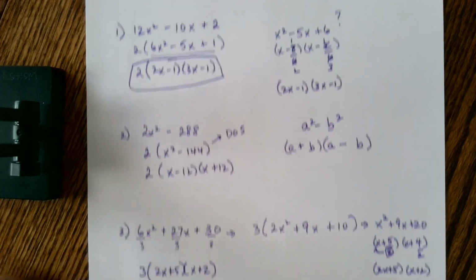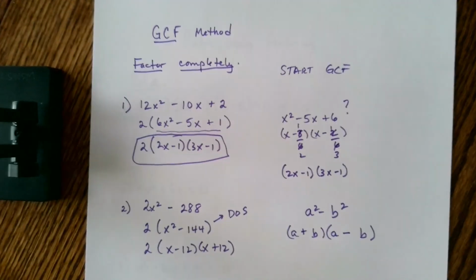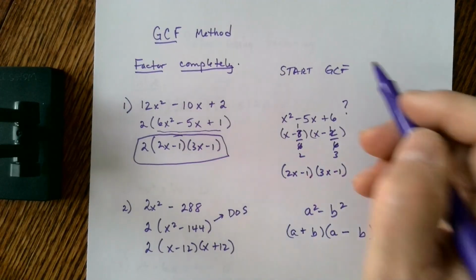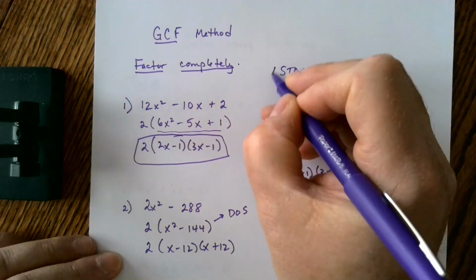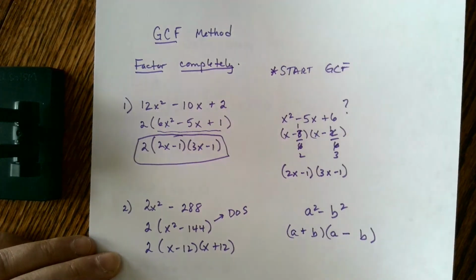So again, when you're factoring in larger problems or multi-step factoring, always start with your greatest common factor first. It's kind of frustrating when you use another technique and you find out that there was a greatest common factor that you could have pulled out that maybe helped you make the problem a little bit simpler.